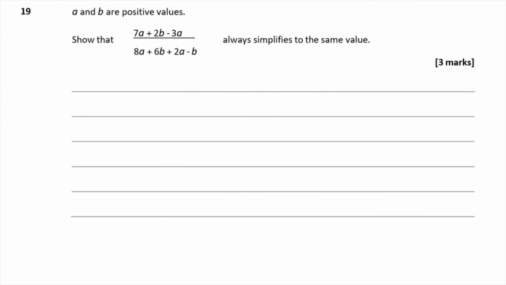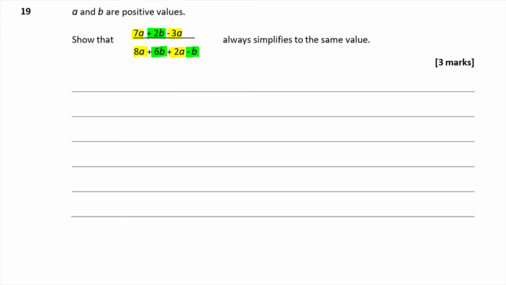Question 19. A and B are positive values. Show that 7a plus 2b minus 3a all over 8a plus 6b plus 2a minus b always simplifies to the same value. Okay, right, so I think first off we're going to collect like terms, aren't we, because we've got lots of a's and b's that we can collect together. So I've got 7a minus 3a, 8a plus 2a, and I've got lots of different b's.